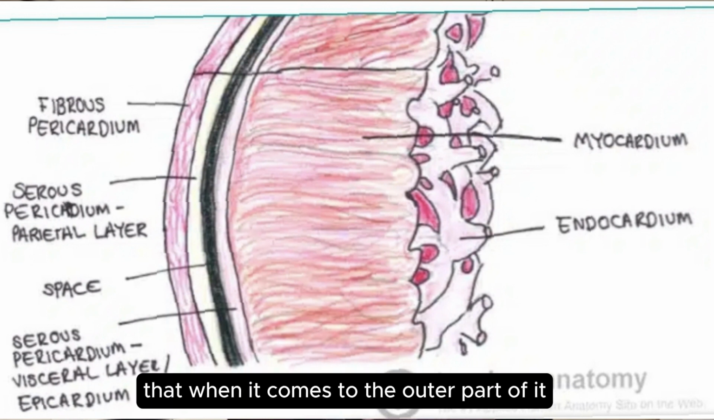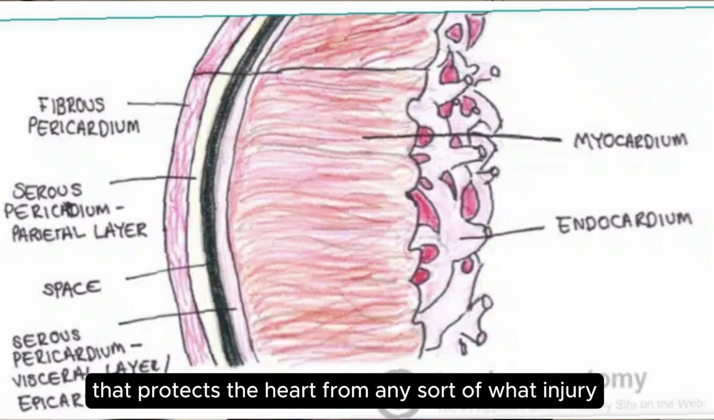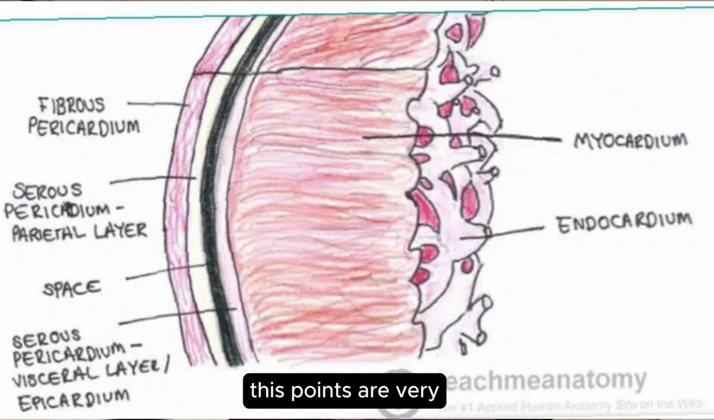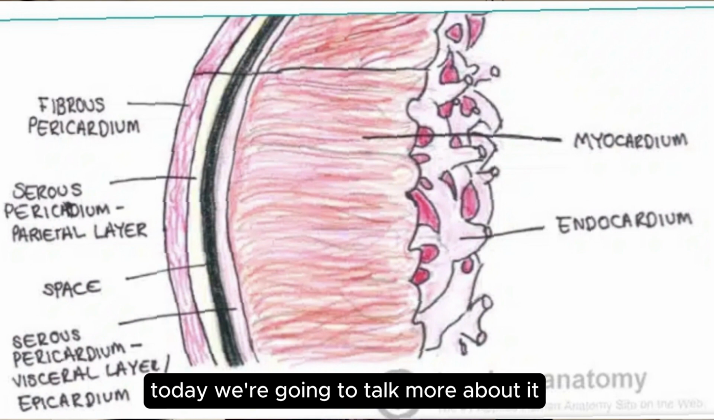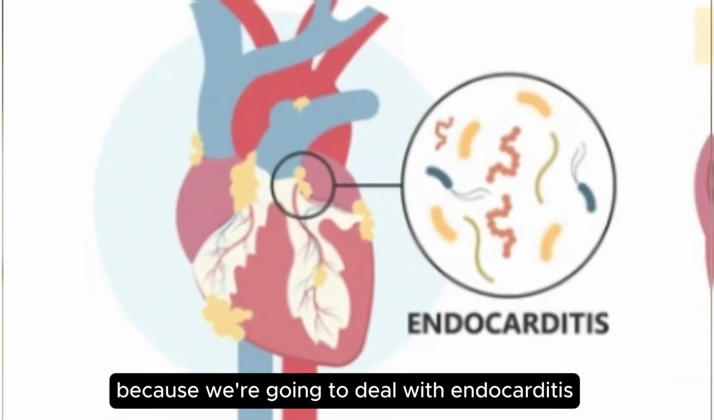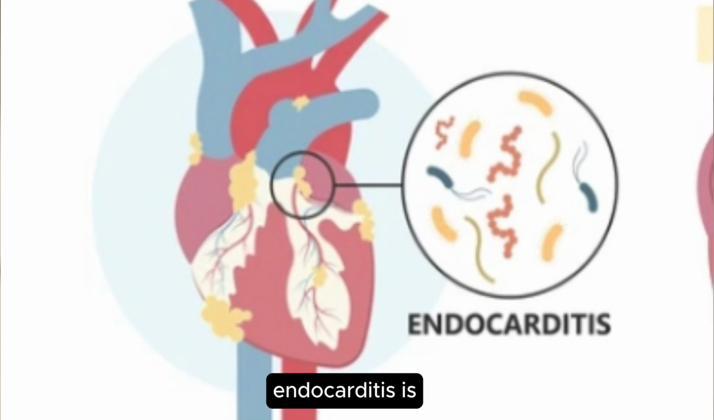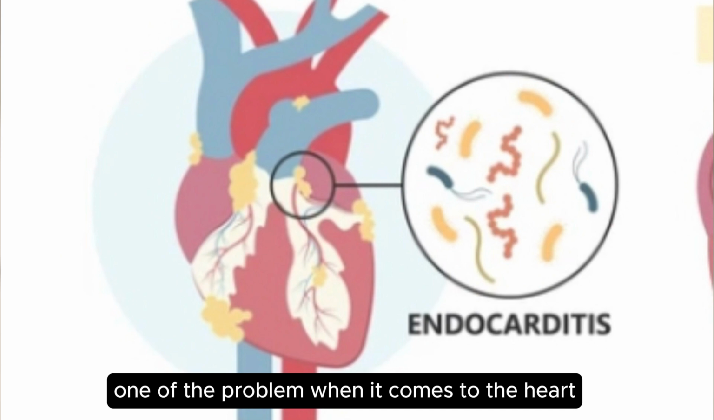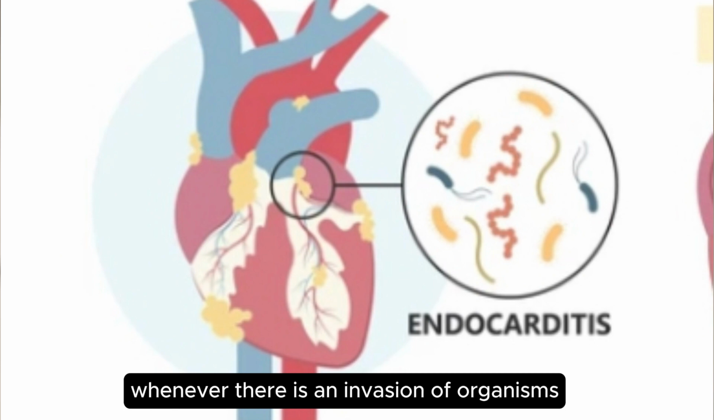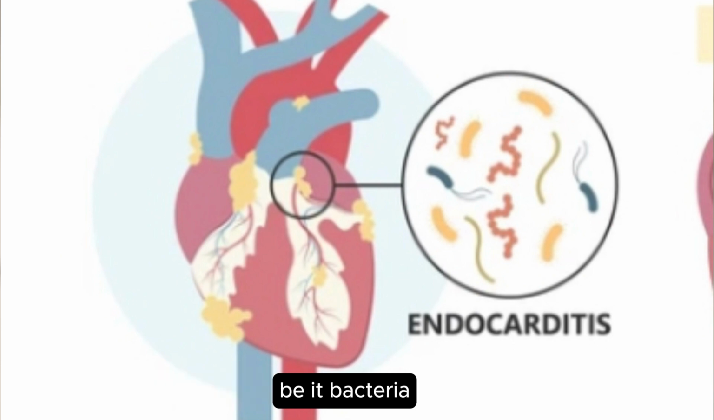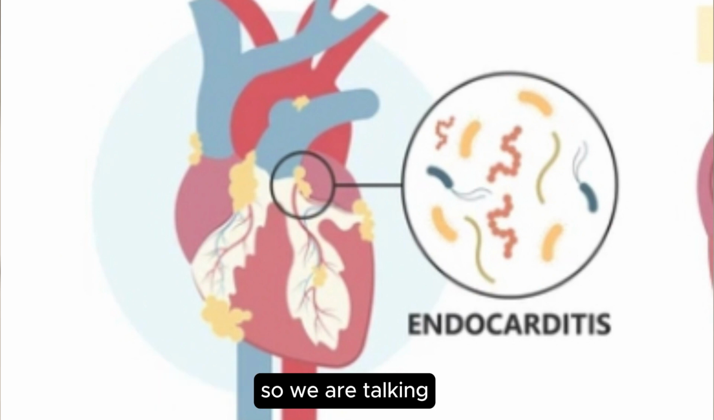And the outer part, which is very tough, the parietal layer, protects the heart from any sort of injury. These points are very, very crucial when it comes to the heart. Then the endocardium, today we are going to talk more about it because we are going to deal with endocarditis. Endocarditis is one of the problems of the heart, especially when there is an inflammation or invasion of organisms, be it bacteria, fungi, or whatever is likely to cause infection there.